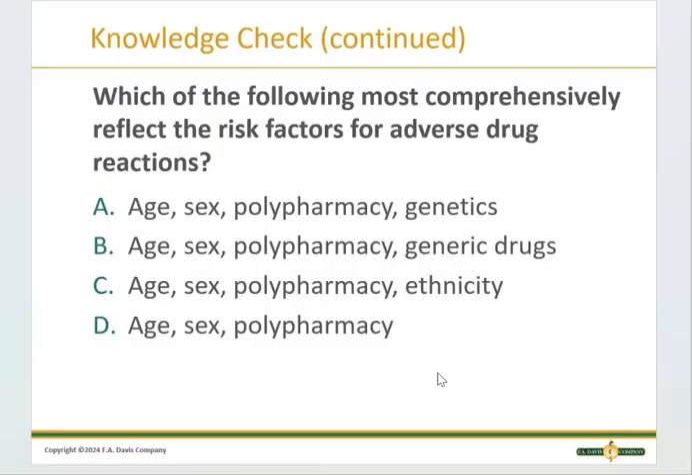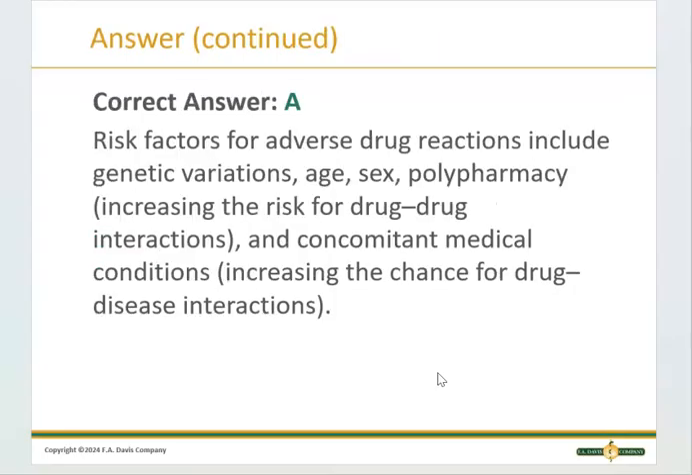Which of the following most comprehensively reflects the risk factors for adverse drug reactions? I'll let you read the screen there. This is a pretty straightforward question. And the answer is A. So the risk factors we talked about include genetics, age, sex, polypharmacy because of the risk for drug-to-drug interaction, and concomitant medical conditions.